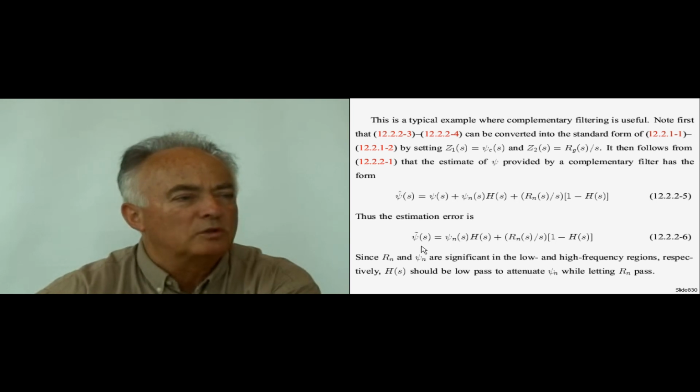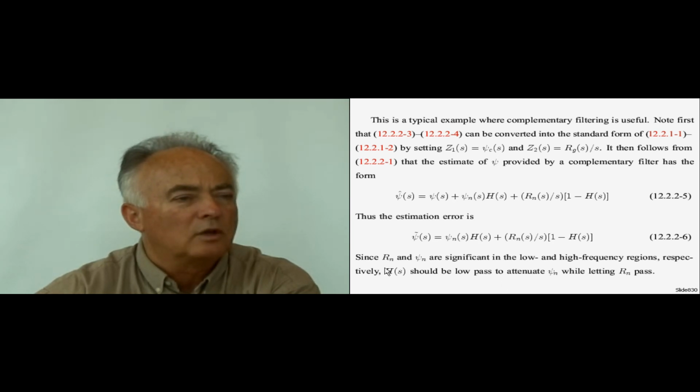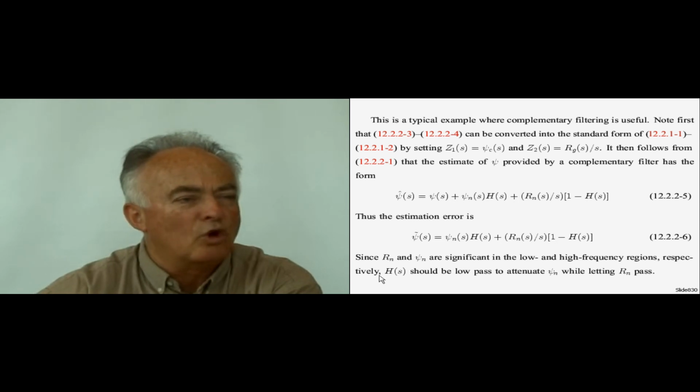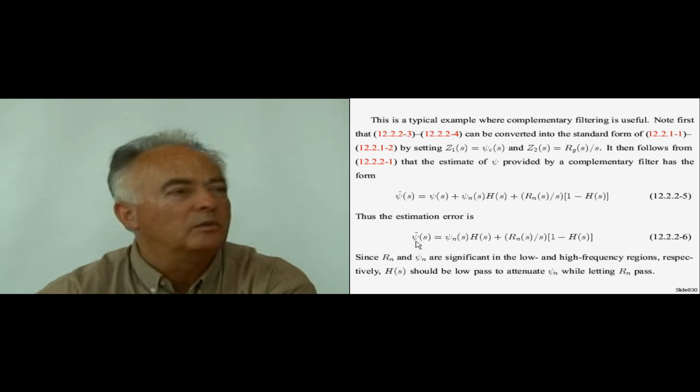So the estimation error, psi tilde, has the compass noise multiplied by H, and the gyro noise multiplied by 1 minus H, and therefore, because Rn is significant in the low pass, and psi is significant in the high frequency regions, H should be low pass. So this will attenuate the low pass noise, 1 minus H will attenuate the high pass noise, and this is going to be a reduction in the overall error.